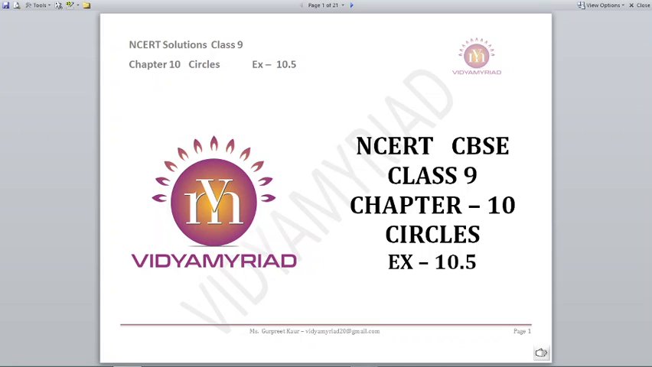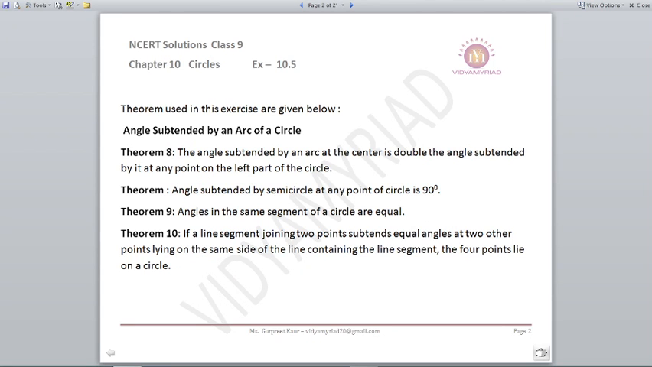This video is made for class 9 on chapter number 10, Circles, and today we are going to begin with exercise 10.5 from NCERT. Before we begin with the exercise, there are certain theorems which we will be using in this. Now there is a theorem where we will be relating it with angle subtended by an arc of a circle, which states that the angle subtended by an arc at the center is double the angle subtended by it at any point on the remaining part of the circle.